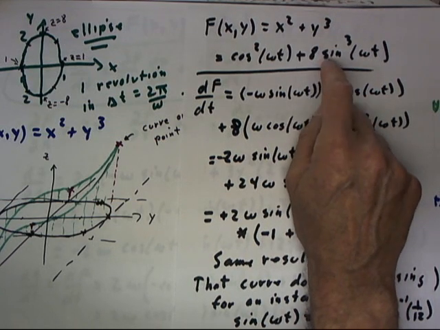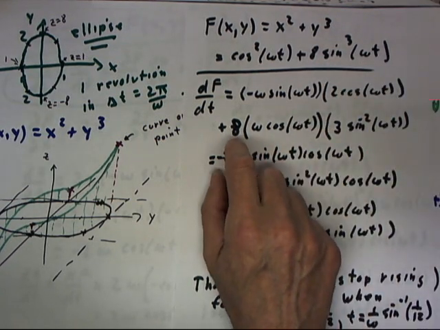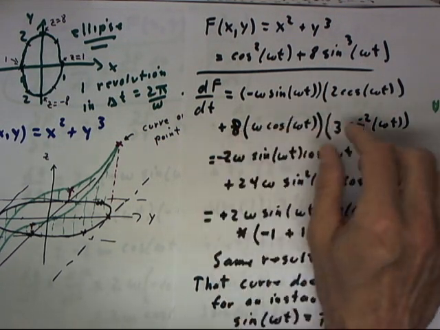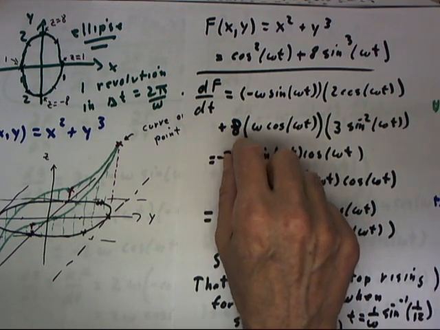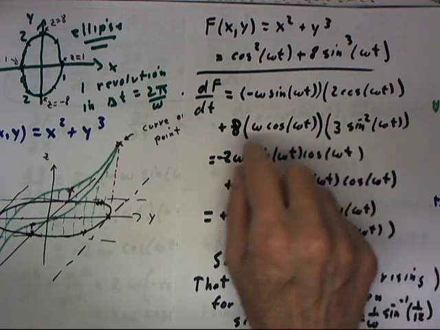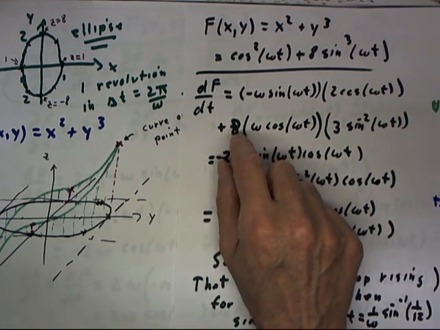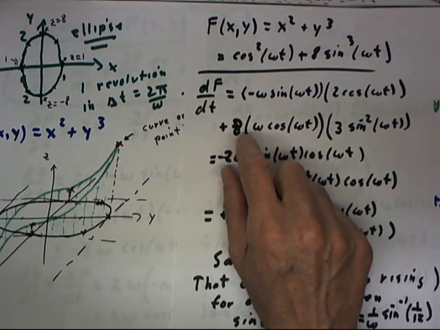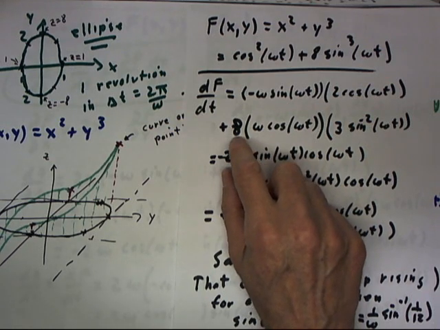And then the derivative of 8 sine cubed of omega t, well, we have the 8 out in front. I was going to put the 8 in a little later, and then I decided to put it in front here because I didn't really have a good place. So that 8 looks kind of bad, but I think it can be read, right?